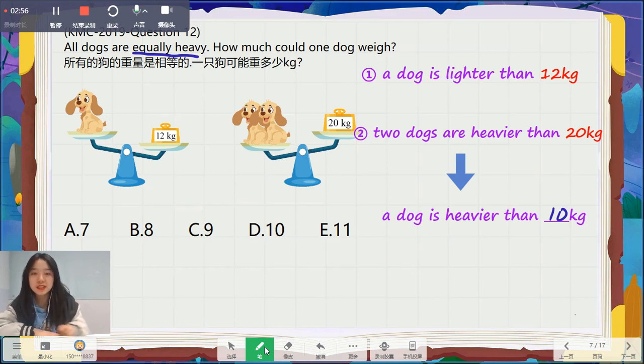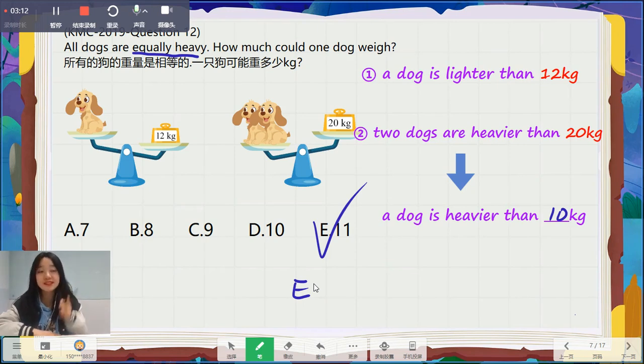So let's see the numbers in all options. Which one is heavier than 10? Only E. Okay, only E. But we still need to check if 11 can work in this question. 11 is more than 10 and also less than 12. So it can work. So just choose option E.